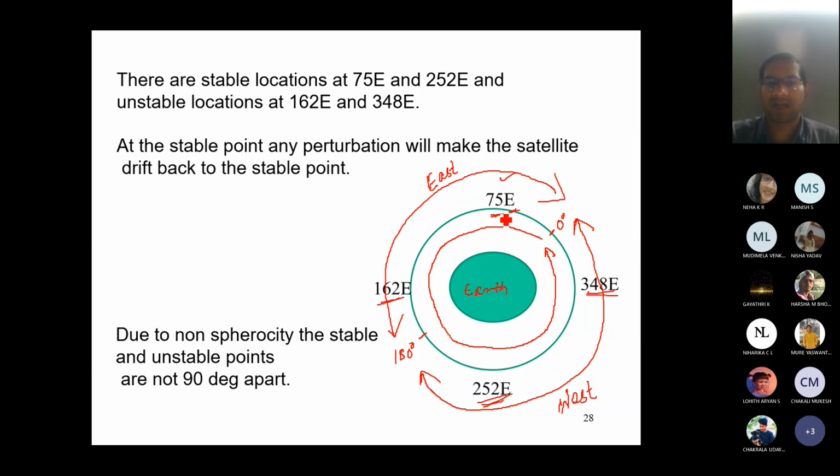Similarly, this is a stable point, and the adjacent unstable points are 162 and 348. They are also not 90° apart. It is because the Earth is not a sphere. So that is the reason the stable and unstable points which are adjacent to each other are not 90° apart.